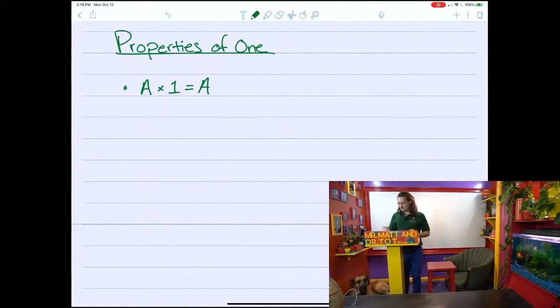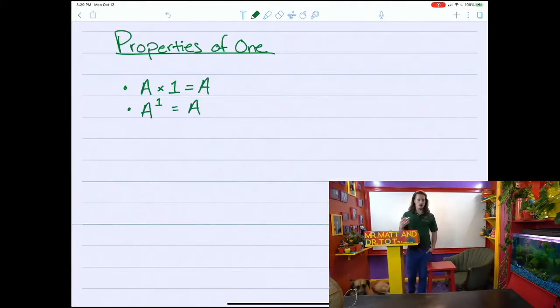Also, any number raised to the first power is that number. Exponentiating is multiplying it by itself a certain number of times. So if you only have 1 power, it's just that number standing alone. It doesn't have any partner to multiply with. So 3 to the first power is 3, 5 to the first power is 5. It's just the standalone value itself. 1 is an odd number.